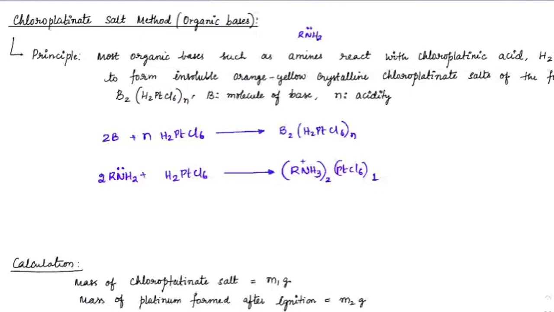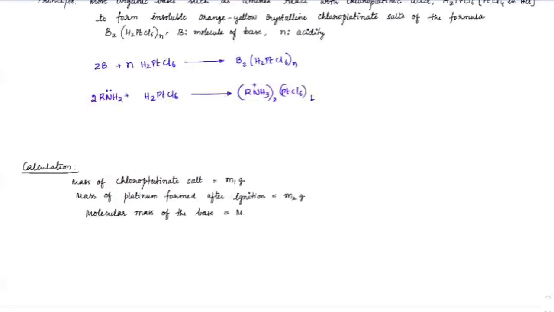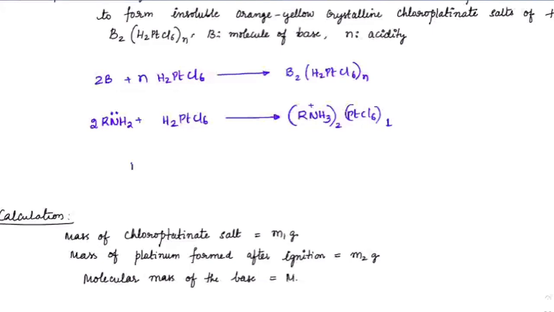So this way, if you get a salt, once this salt has been formed, so I'll take B2H2PtCl6, N, and ignite it, basically heat it. On heating that, platinum will get precipitated. Got it? How many moles? N moles of platinum will get precipitated. Okay. And this is the estimate.